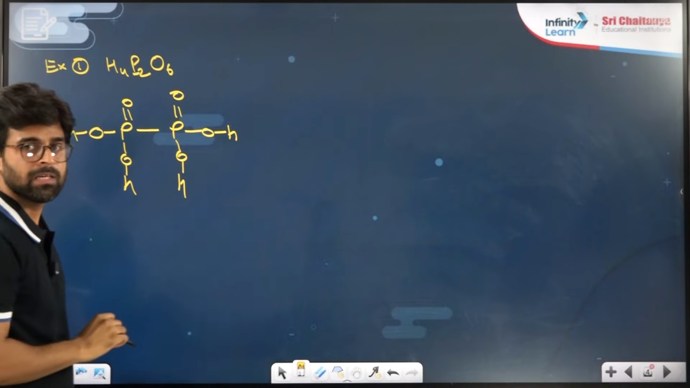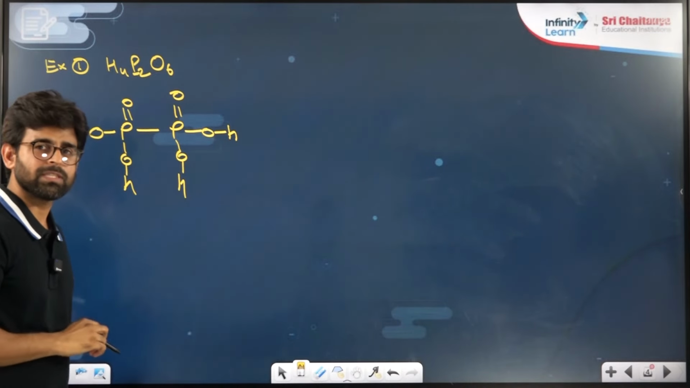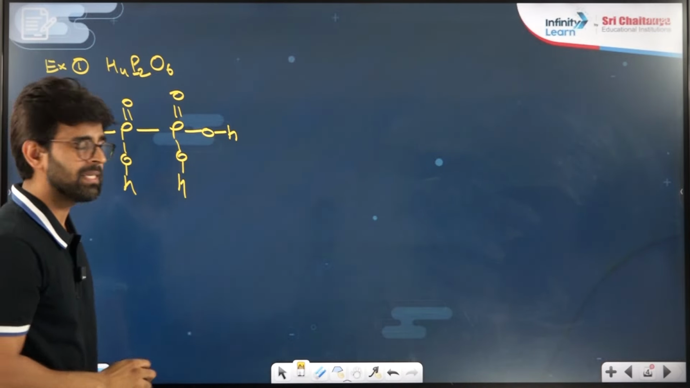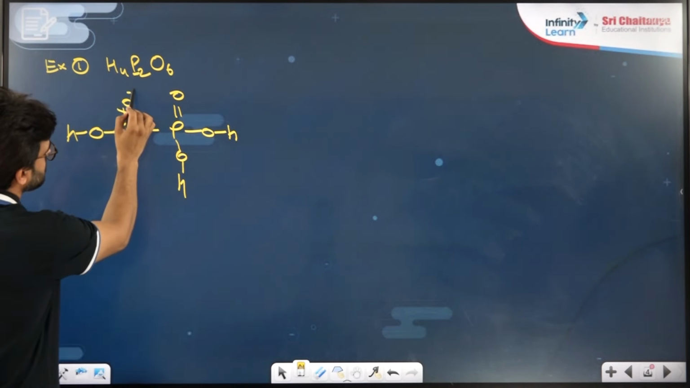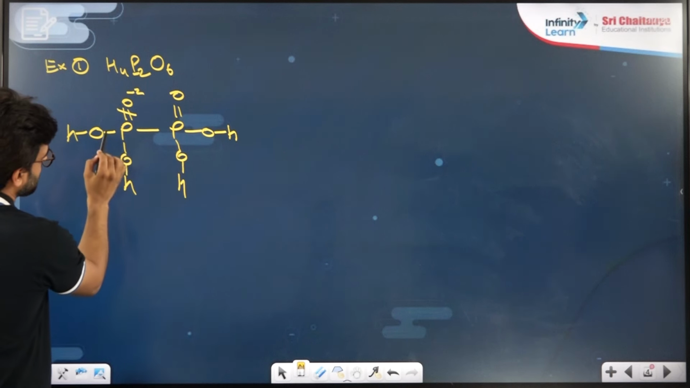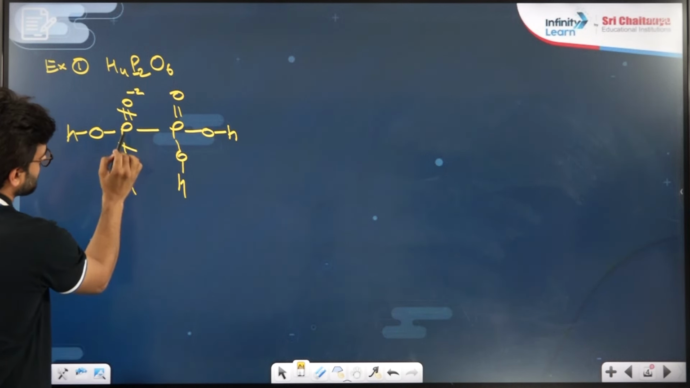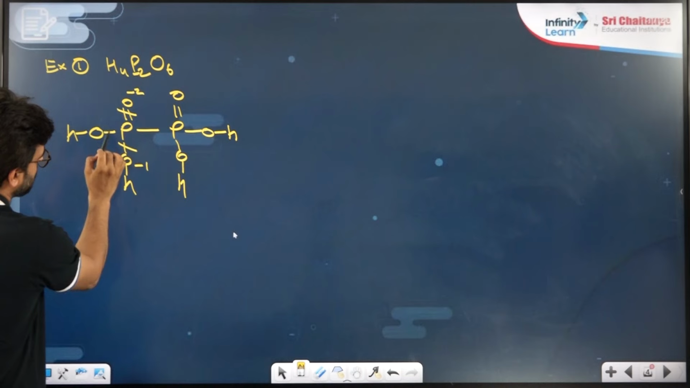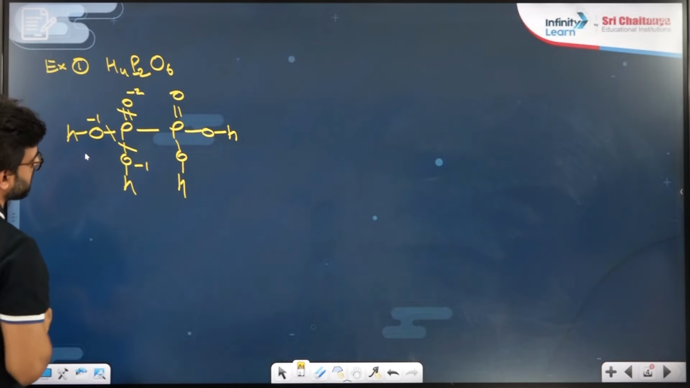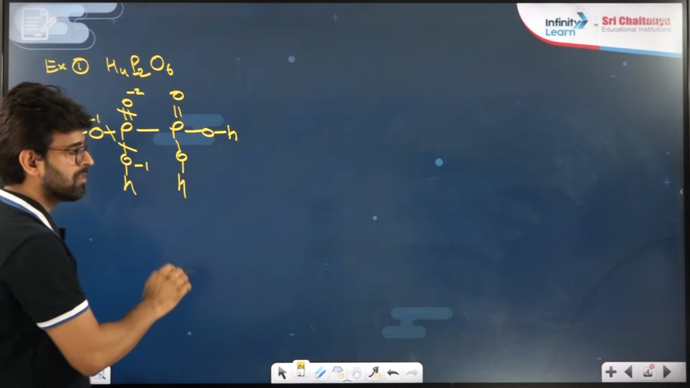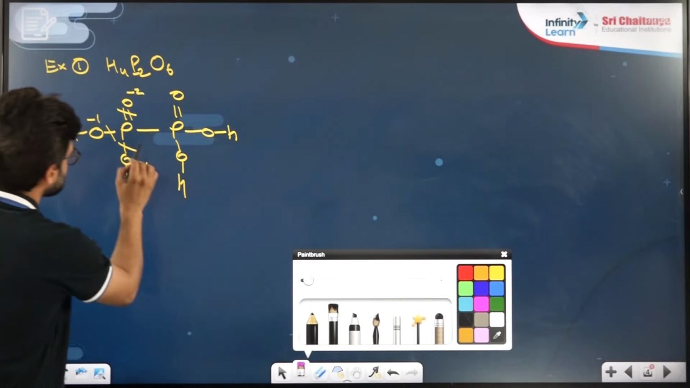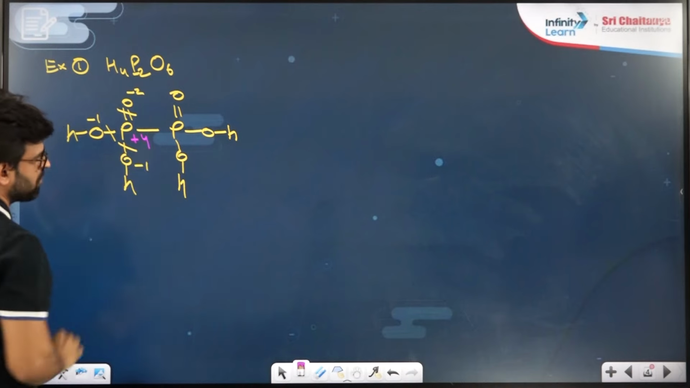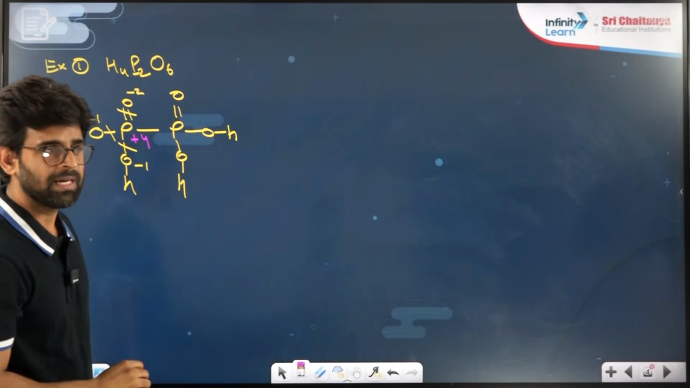If we break the bonds of phosphorus and try to get its oxidation state, here I am breaking two bonds. Two bonds give -2, +2. From this bond -1, +1. From this bond -1, +1. So from here you check, phosphorus is getting how much? Phosphorus is getting +4, right?